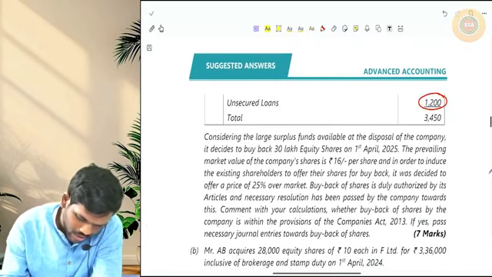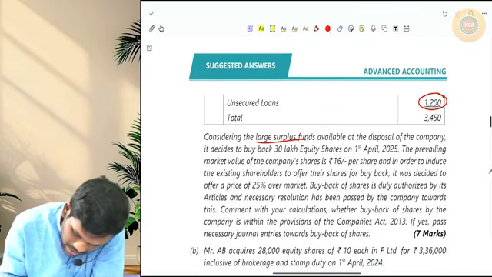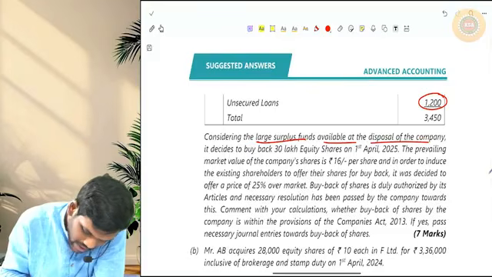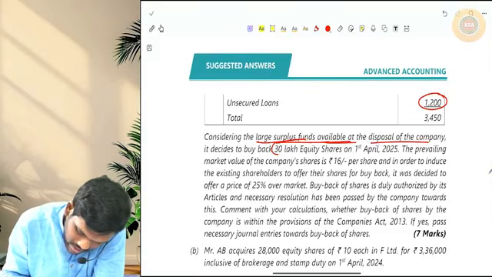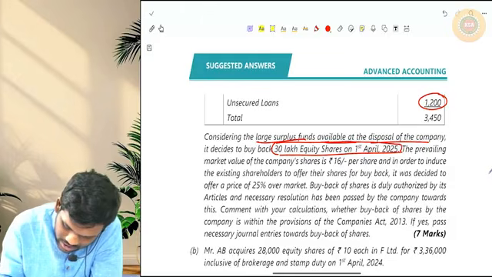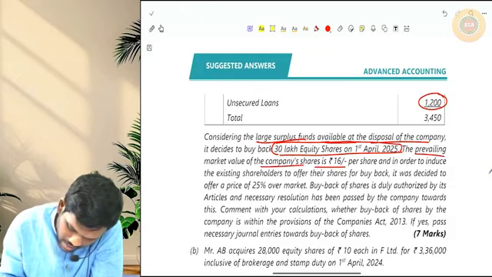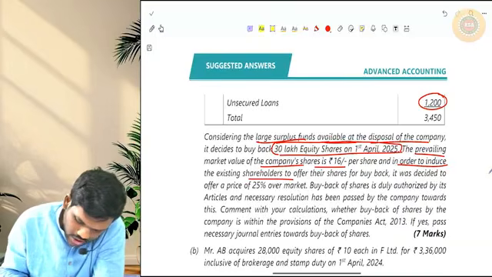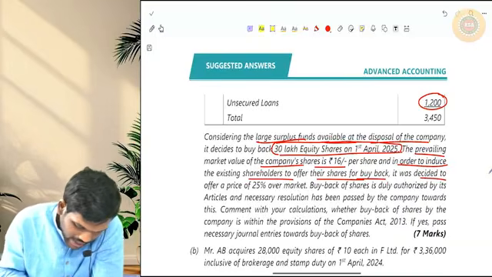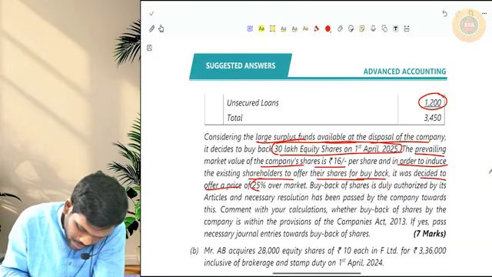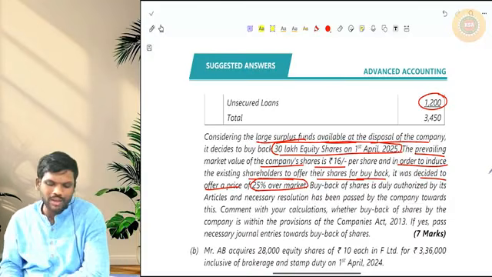Now, what is the company trying to do? Considering the large surplus funds available at the disposal of the company, it decides to buy back 30 lakh equity shares. The prevailing market price of the company shares is 16 rupees per share. And in order to induce the existing shareholders to offer their shares for buyback, it was decided to offer a price of 25% over the market.